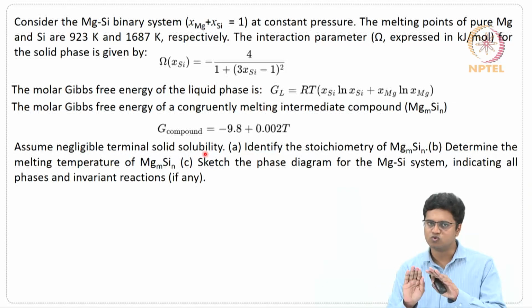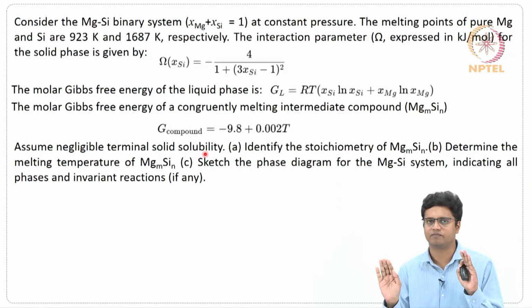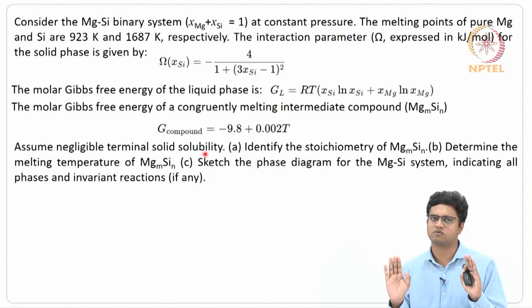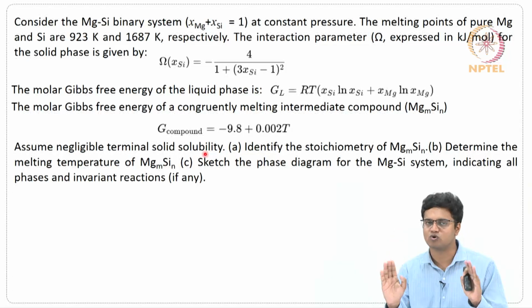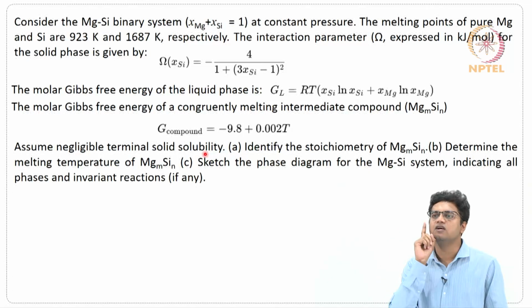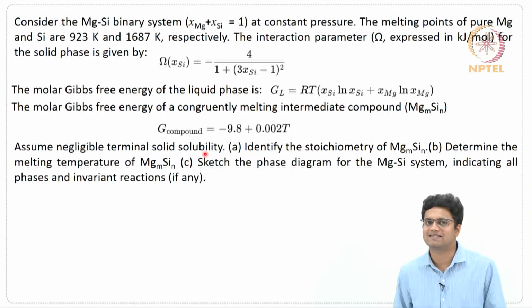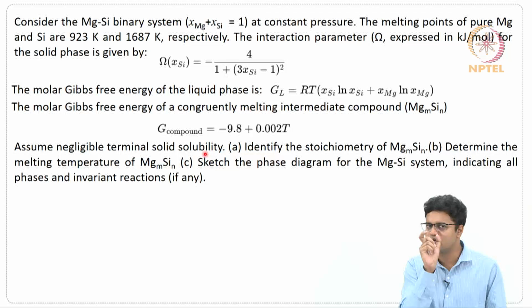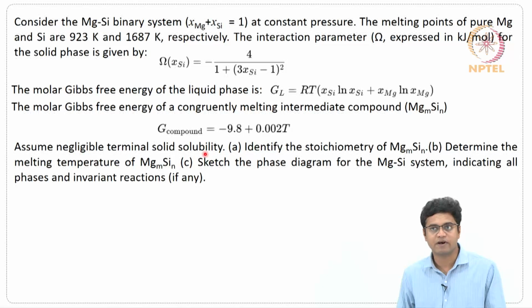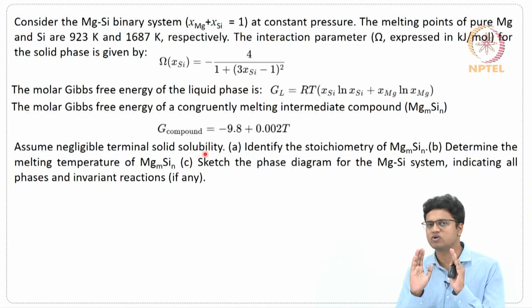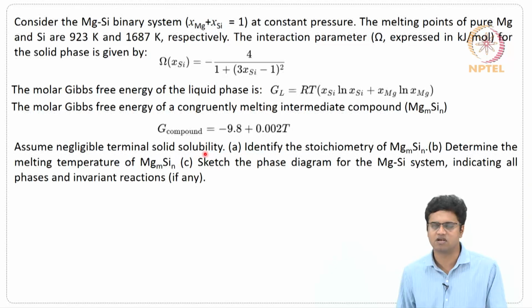It means there is no solid solubility whatsoever. They are simple diagrams. You do not have the end terminal solid solutions in this. Identify the stoichiometry of MgMSiN. It means I have to find out the values of M and N, the chemical formula of this congruently melting compound, and also determine its melting point and sketch the phase diagram based on this information, and also indicate any invariant reactions which are involved. Okay, now it's an interesting problem.